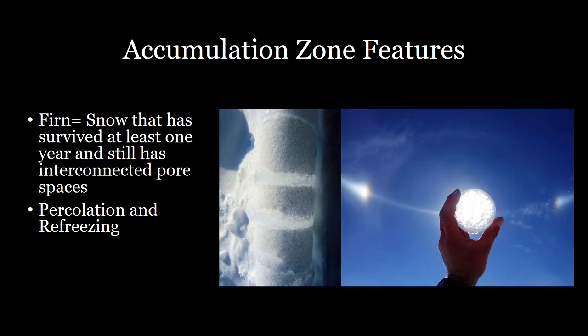So as you have melting at the surface, that water can percolate down into the firn and refreeze. And when it does, it forms these ice lenses. You can see me here holding an ice lens up to the sun, showing how translucent it is. And so these ice lenses can develop in the firn as you have refreezing of that meltwater.